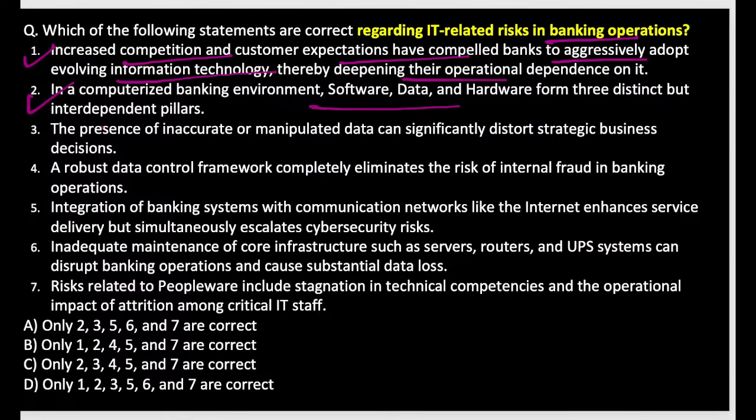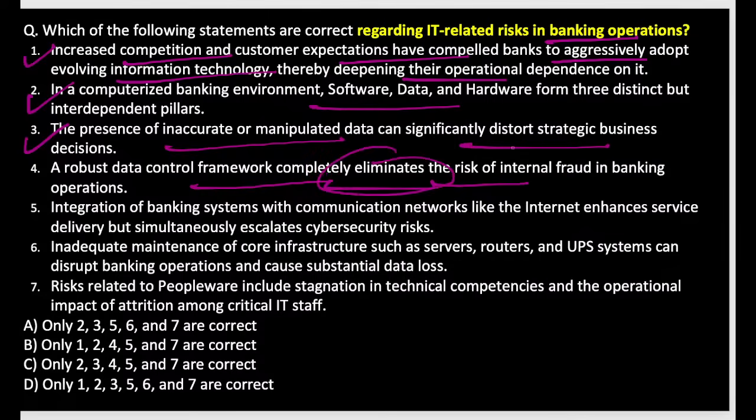This is also true. Third, the presence of inaccurate or manipulated data can significantly distort strategic business decisions. Yes, this is also true. A robust data control framework completely eliminates the risk of internal fraud. We cannot say completely eliminate. Still there are some other factors also toward the internal fraud things and all. So this is wrong.